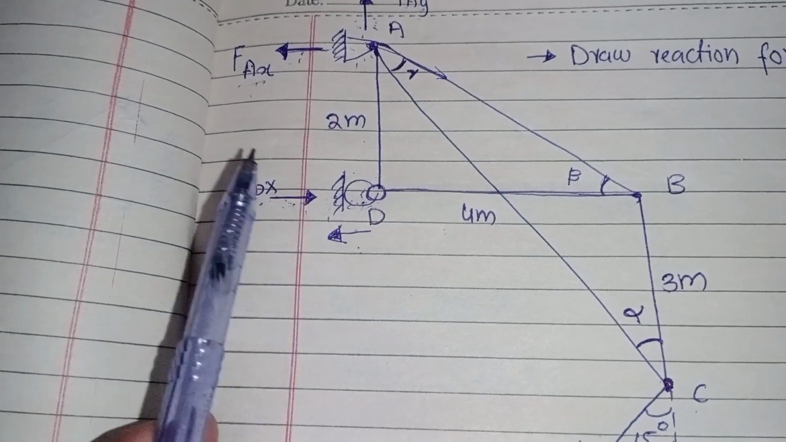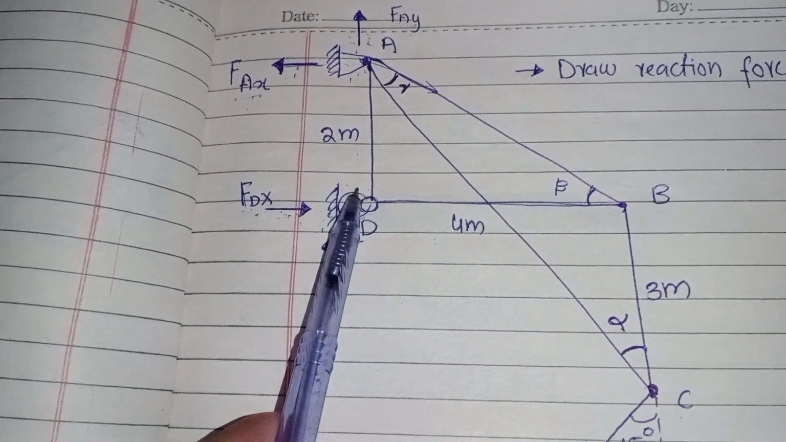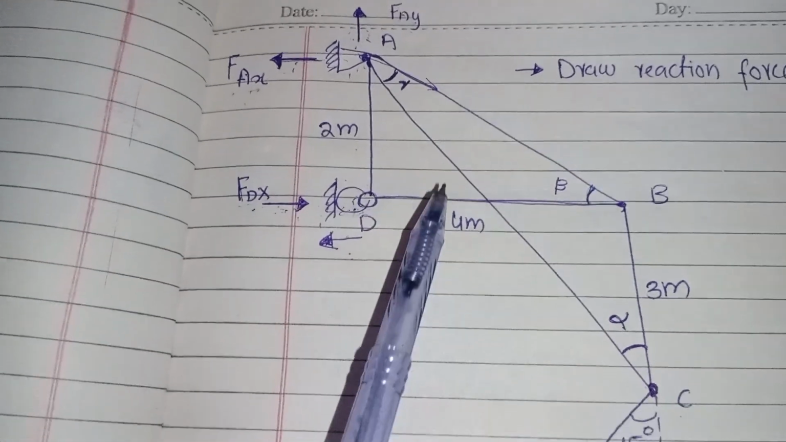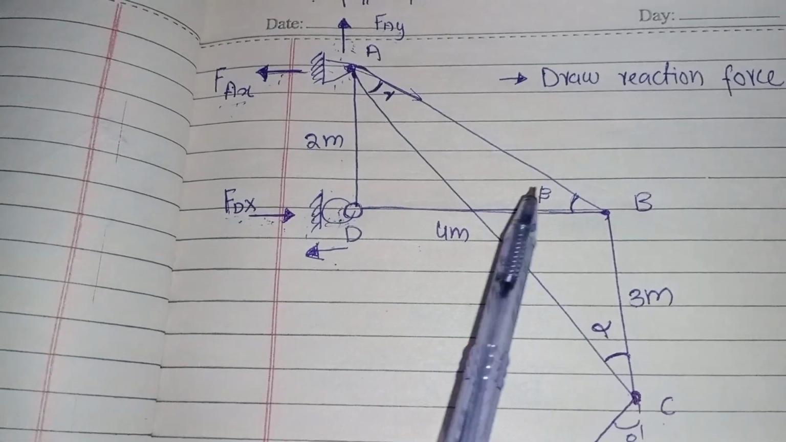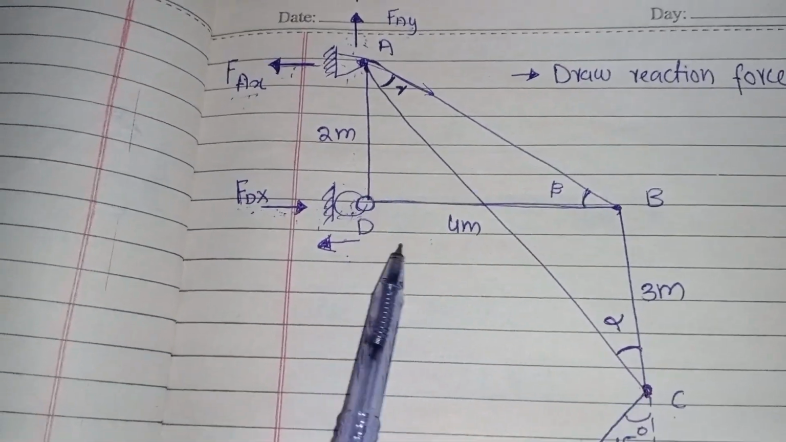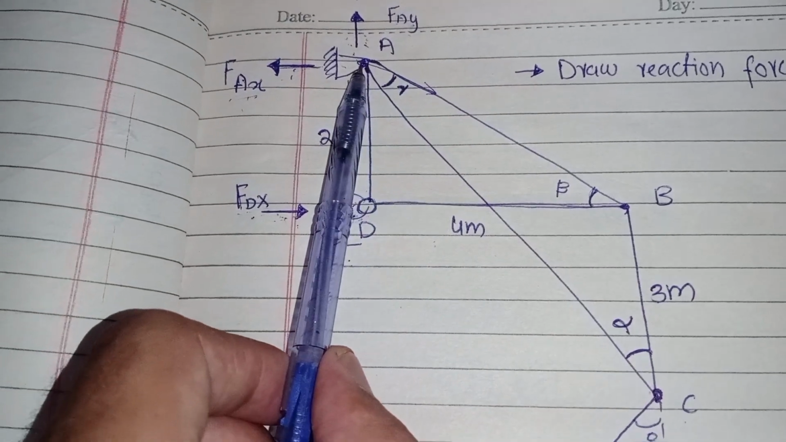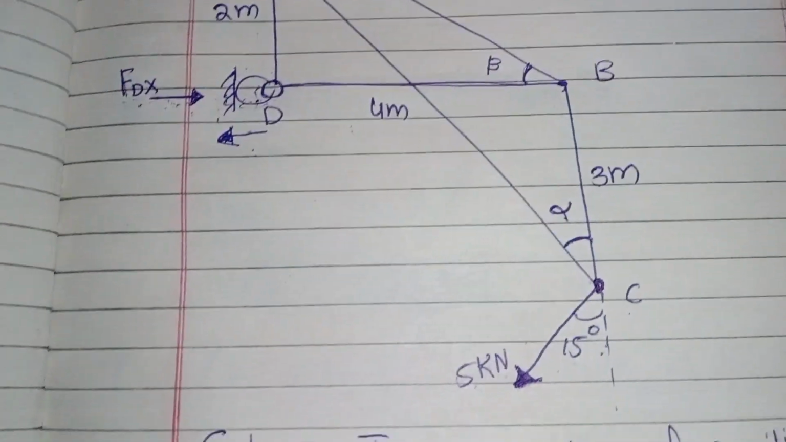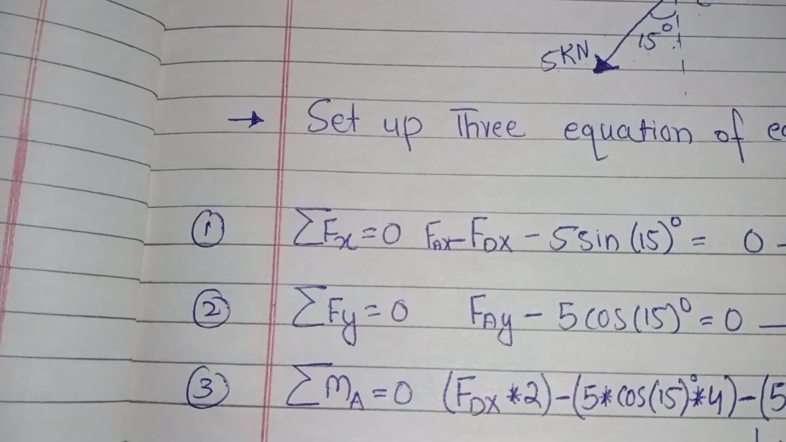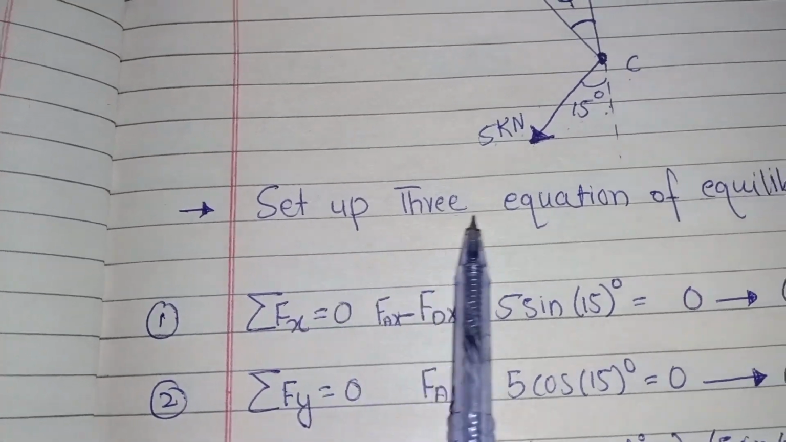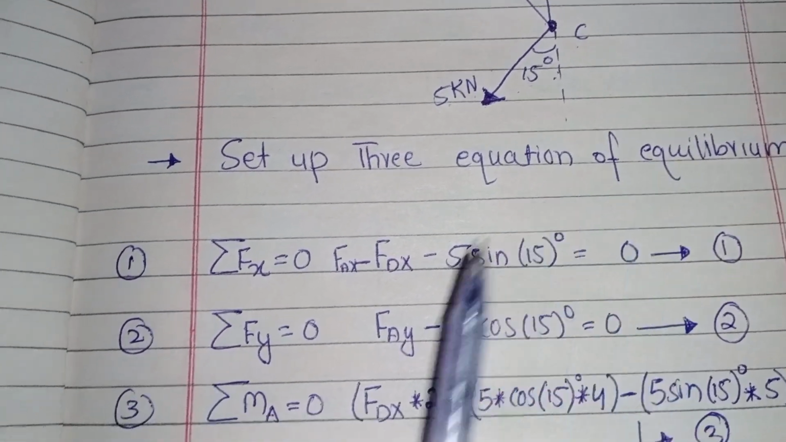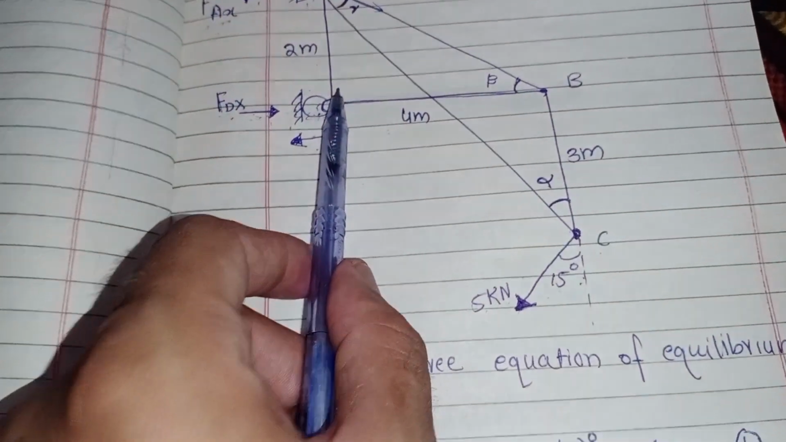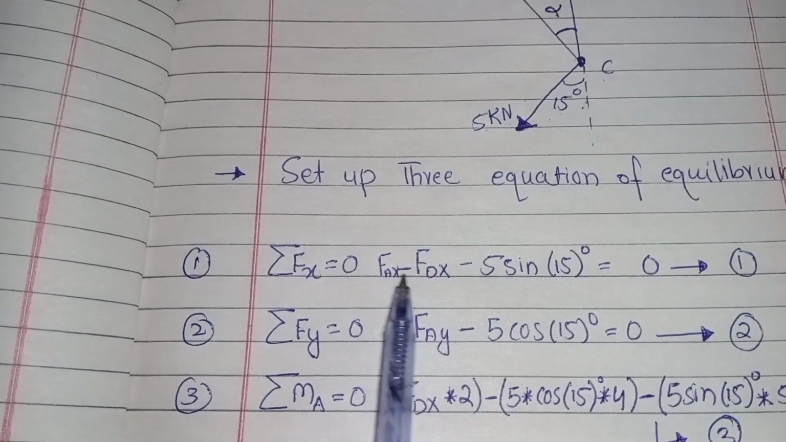One is summation of all vertical forces in this whole loaded truss, and summation of all horizontal forces in this whole loaded truss, and summation of all moments in this loaded truss. I fix the point at point A. So set up three equations of equilibrium. Summation of all horizontal forces in this loaded truss equal to 0.